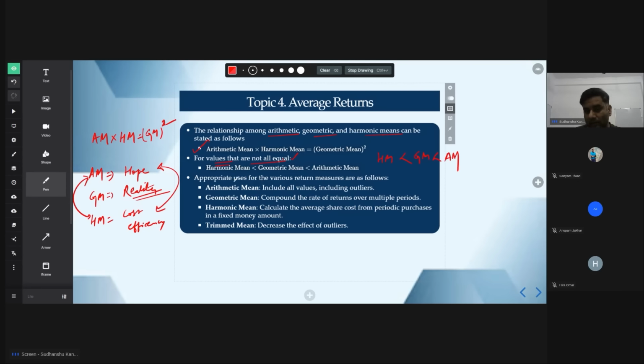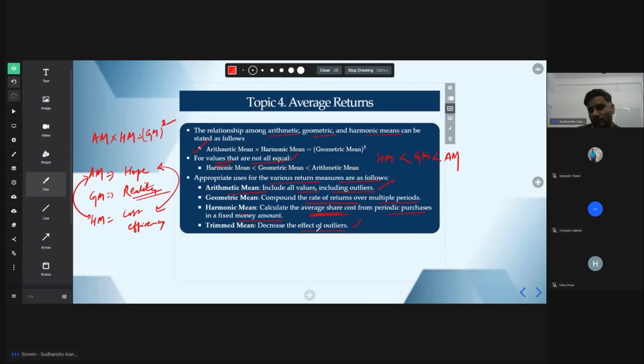The appropriate uses for various data and measures are as follows. Arithmetic mean includes all values, including your outliers. Geometric mean compounds the rate of return over multiple periods. Harmonic mean calculates the average share price from periodic purchases of a fixed money amount. Trimmed mean decreases the effect of outliers, right?